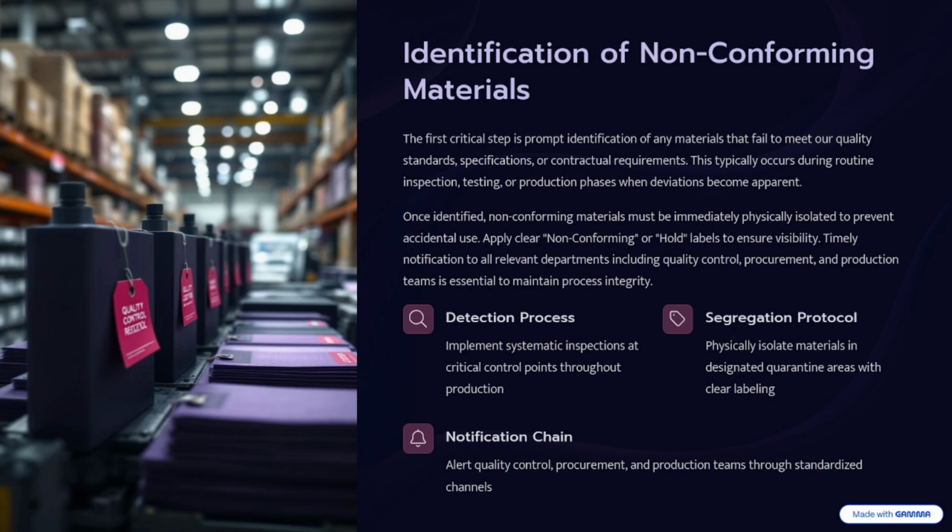Once you identify that the material is not aligned with your quality requirement, the material must be immediately physically isolated to prevent accidental use. Apply clear non-conforming or hold labels to ensure visibility. So you will segregate that material, keep it in a different yard, and put the non-conforming label or add a hold label, so that anyone, your labor, your foreman, your engineer, whoever goes there, can easily understand that this material is non-conforming and cannot be used at site.